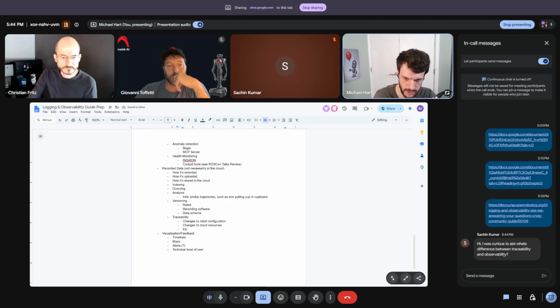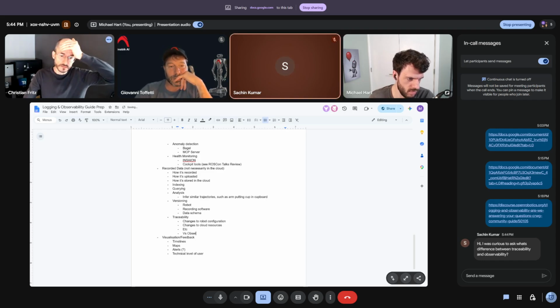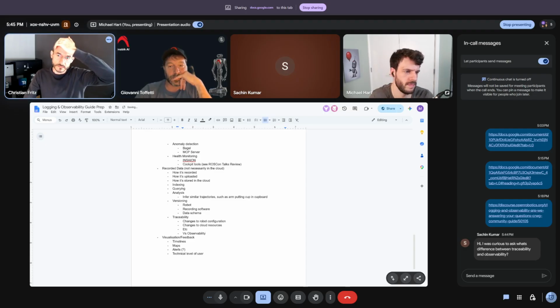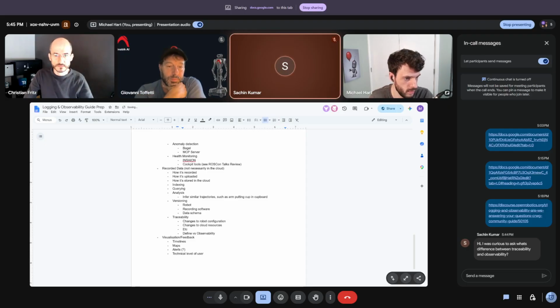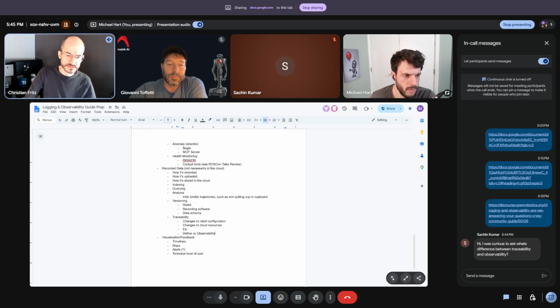I was curious to ask what's the difference between traceability and observability. I think observability is a very broad term. Traceability is a specific type of observability. I think traceability is specifically changes, whereas observability can be anything, right? Live, recorded, visual, whatever.